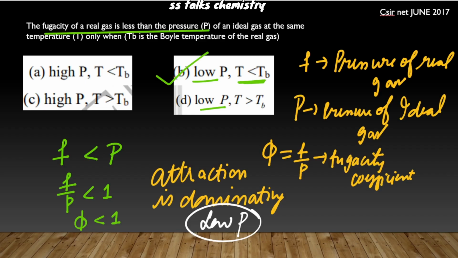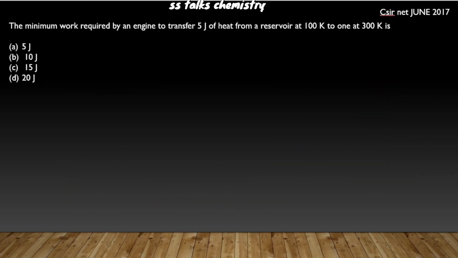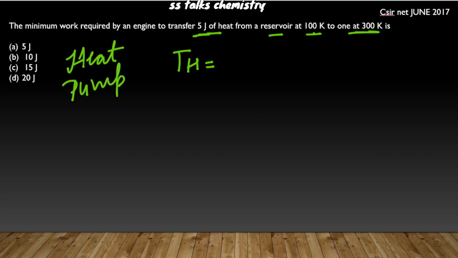Okay. Next, this question now. The minimum work which is required by an engine to transfer 5 joules of heat from a reservoir which is at 100 Kelvin to the one which is at 300 Kelvin. So that is the temperature of the hot body. Now from a colder body, that is the one which is at the low temperature, heat is transferred to a body which is at the higher temperature. Right. So that means this question is from the heat pump. It is from our heat pump concepts.